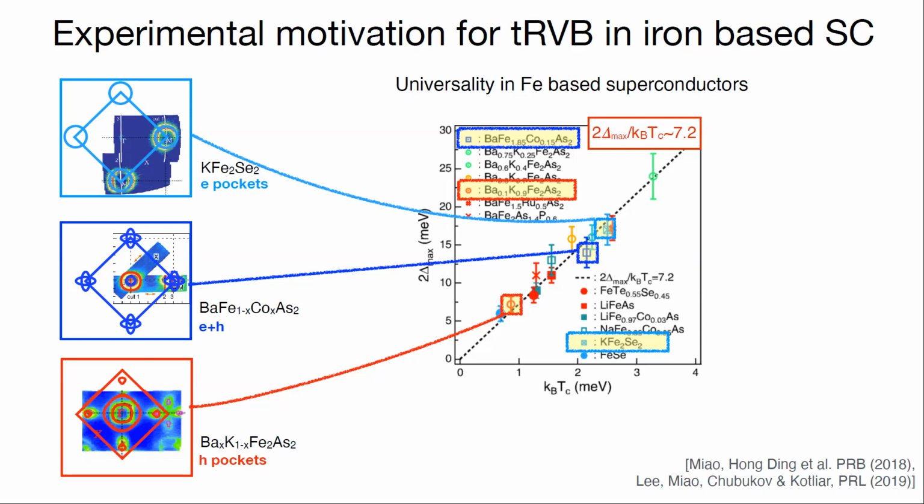And importantly, I would like to mention that actually for s plus minus, which is I think the state which is commonly believed to be realized in the iron-based superconductors, s plus minus originally required to have central hole and outer electron pockets. And this might not be realized in all of these.